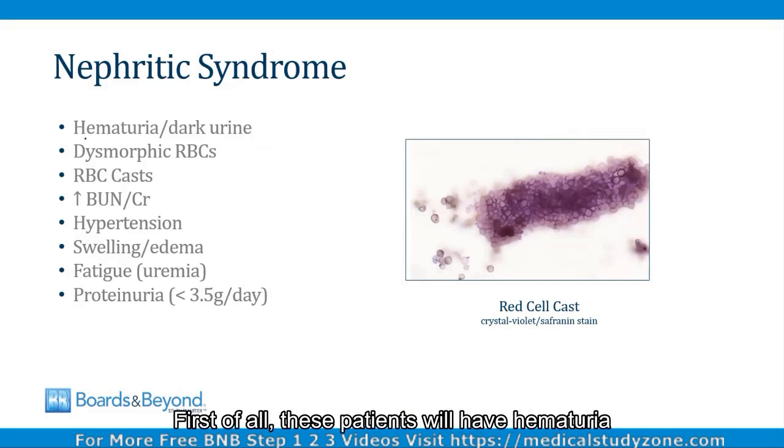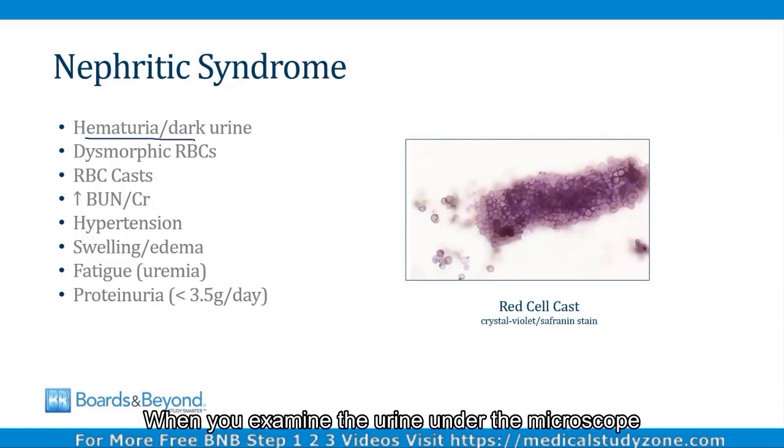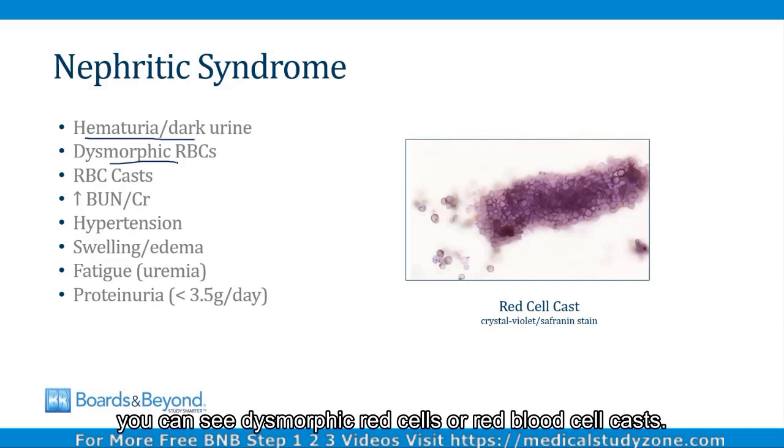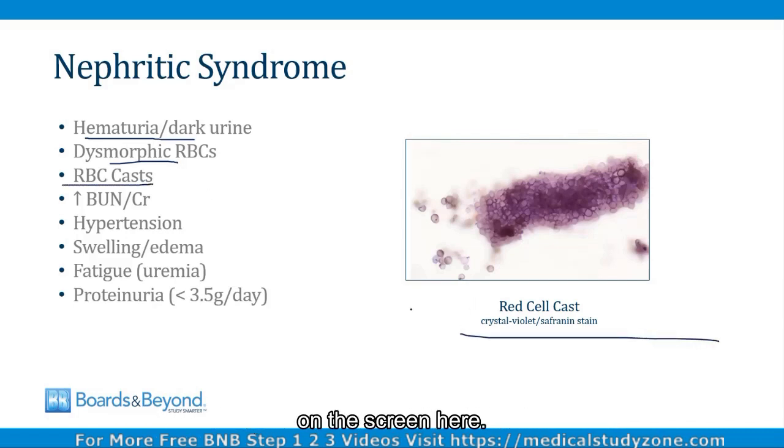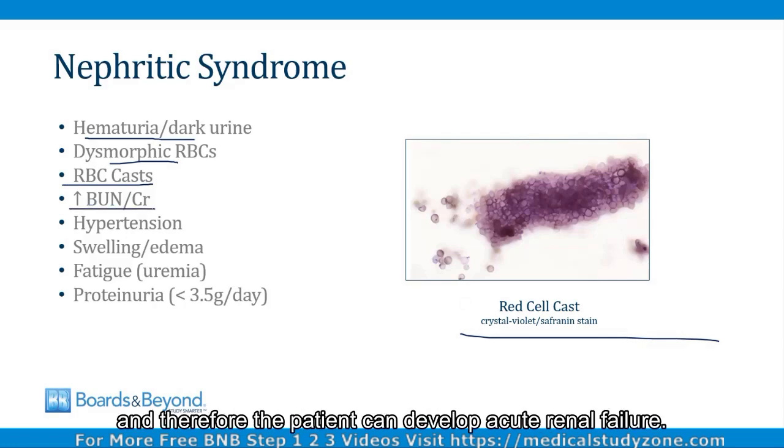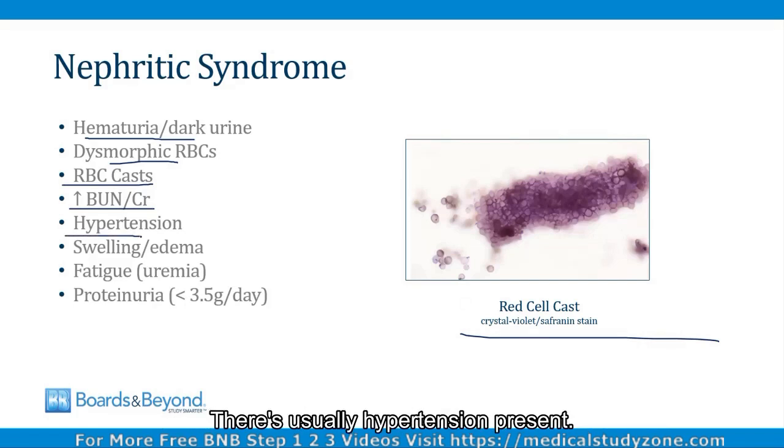So on this slide, I've summarized the main clinical features of patients that present with the nephritic syndrome. First of all, these patients will have hematuria, and they will often complain of dark urine. When you examine the urine under the microscope, you can see dysmorphic red cells or red blood cell casts, and this is an example of a red blood cell cast on the screen here. The BUN and creatinine can rise, and therefore the patient can develop acute renal failure. There's usually hypertension present. There's usually swelling and edema. Many patients are fatigued, especially if they have a high BUN and creatinine. This is a symptom of uremia.